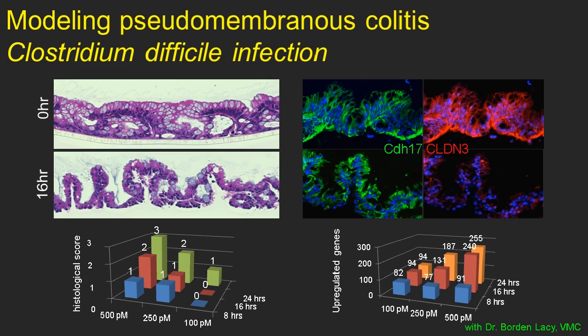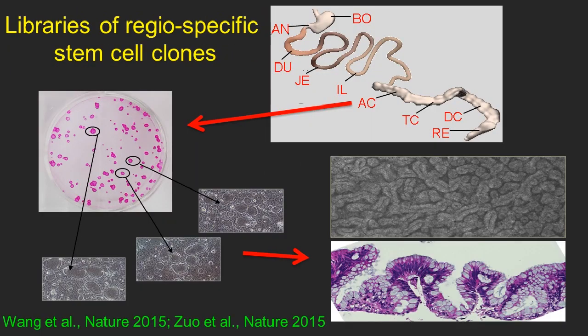And the gene expression profiles were quite informative because it's a very clean system. You're not looking at stromal input. You're not looking at input from the immune system, and so it's been very informative for what actually happens in the process of pseudomembranous colitis.